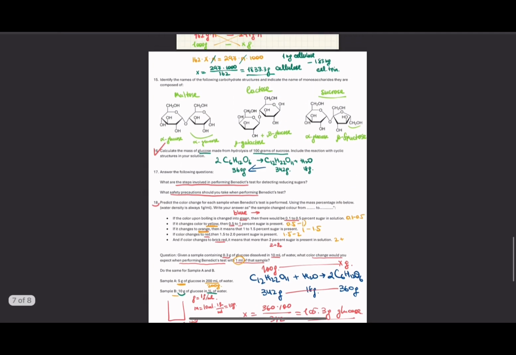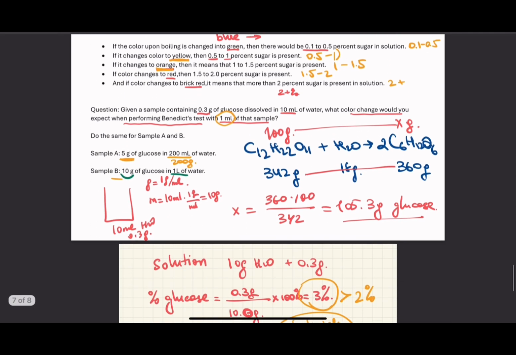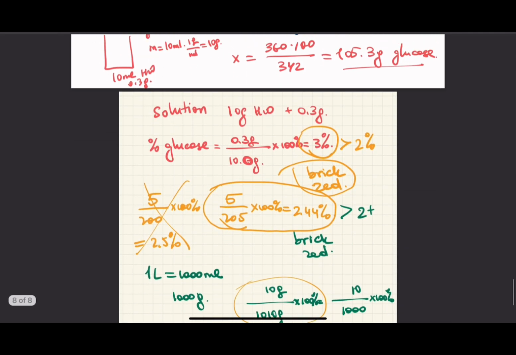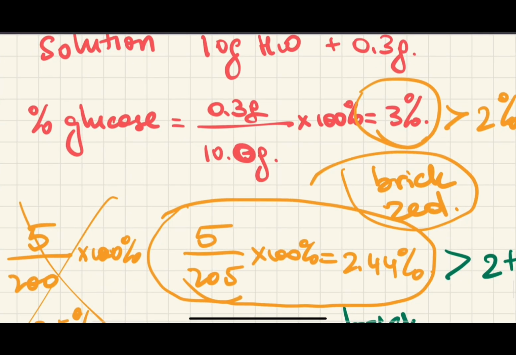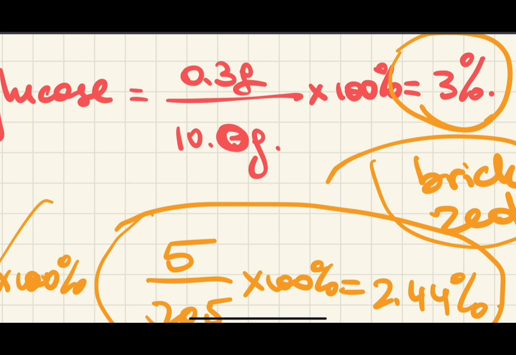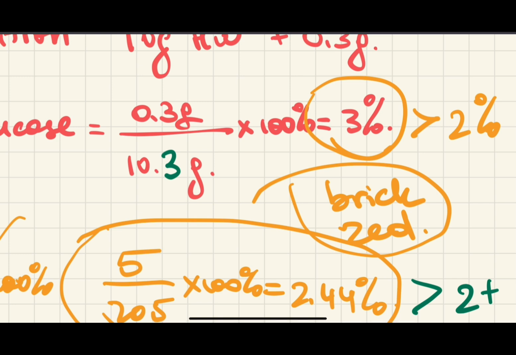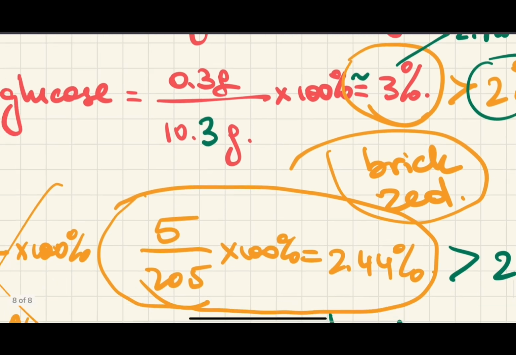Now everything else is just the same Benedict test. All you need to do is know how to do the mass calculation. In here again, when you did the solution of 0.3 gram, I'm just going to fix it in here. So make this 10.3 gram, and if you do 0.3 over 10.3, so this is approximately 3, but if you do it exactly it is 2.9%, which is again more than 2%.